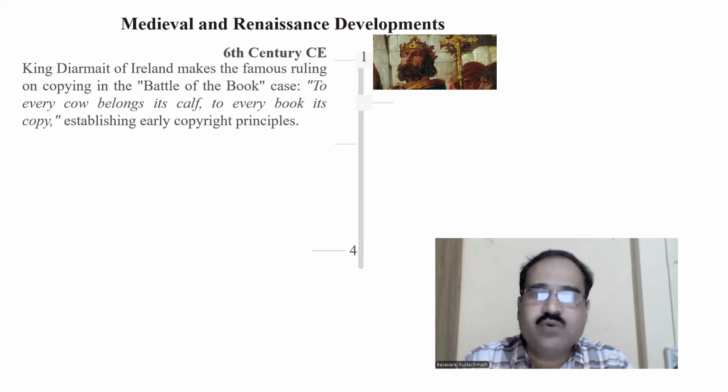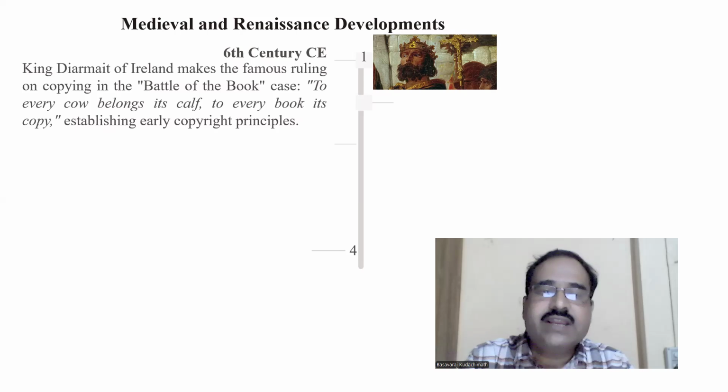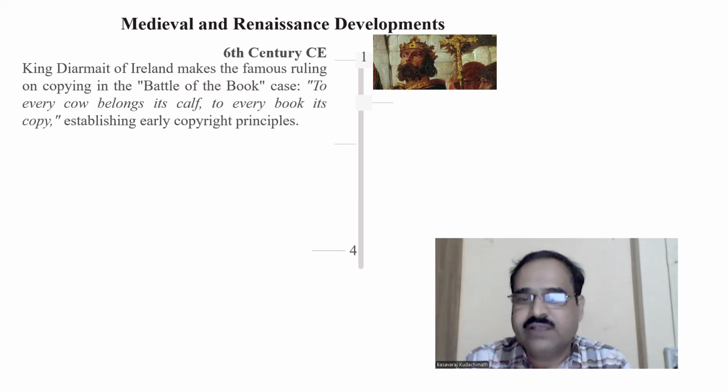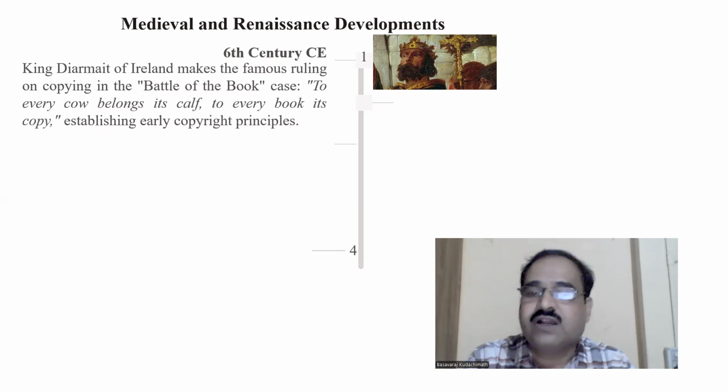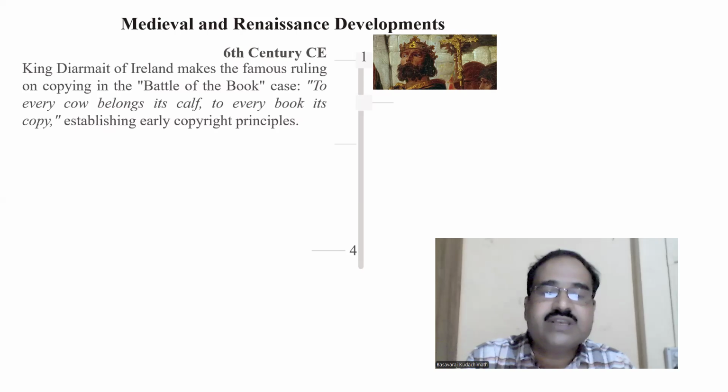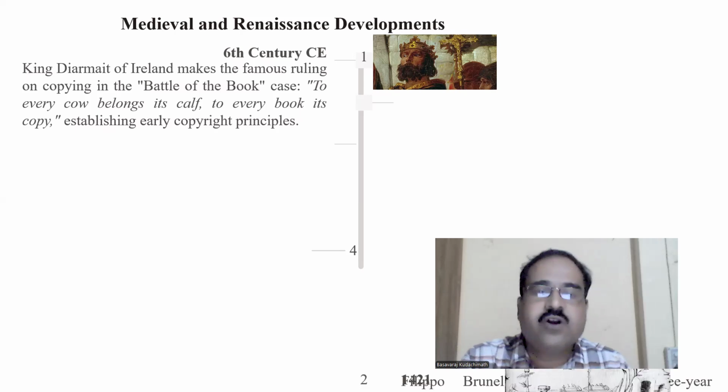When the Battle of the Book was being copied by some people, the king Diarmait gave an instruction not to copy it, and he gave his verdict with the sentence: to every cow belongs its calf, to every book its copy. It is the copy of the owner. The calf belongs to the cow, which is the main creator of the calf, so the responsibility for the calf lies with the cow, like a book is to the writer. Hence, this clearly established the copyright principle during that time and upheld the concept of copyright.